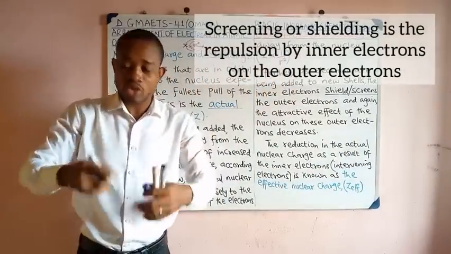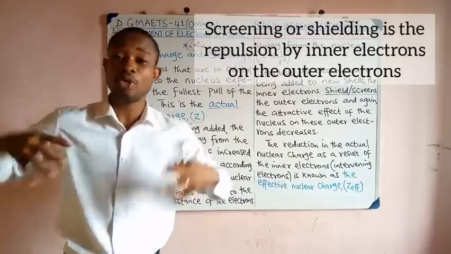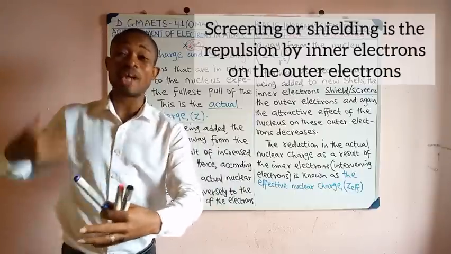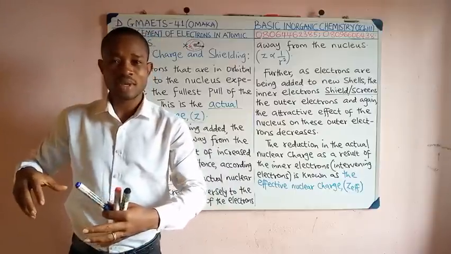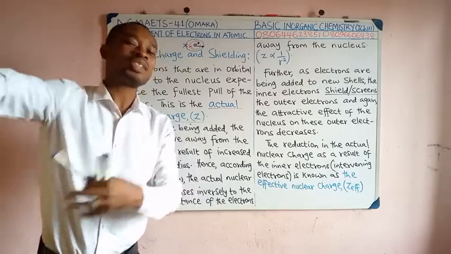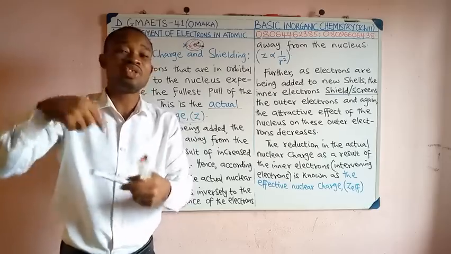So these inner electrons in an atom usually shield, screen, and push away the outer electrons from the attractive influence of the nucleus. Because in this case the nucleus no longer has a direct link to the outer electrons. So the effect of the actual nuclear charge will be reduced.